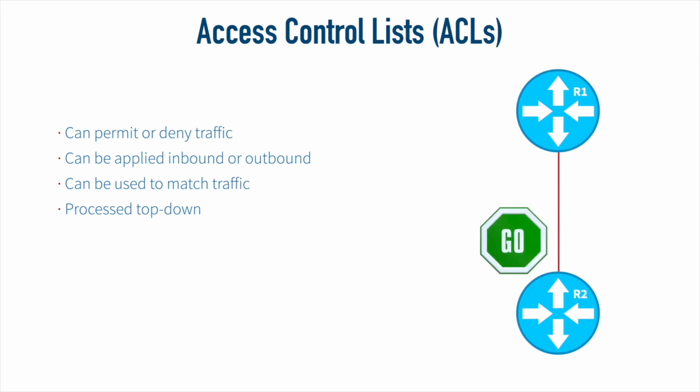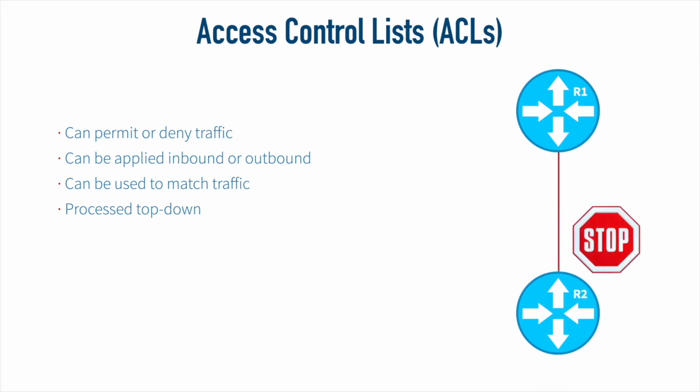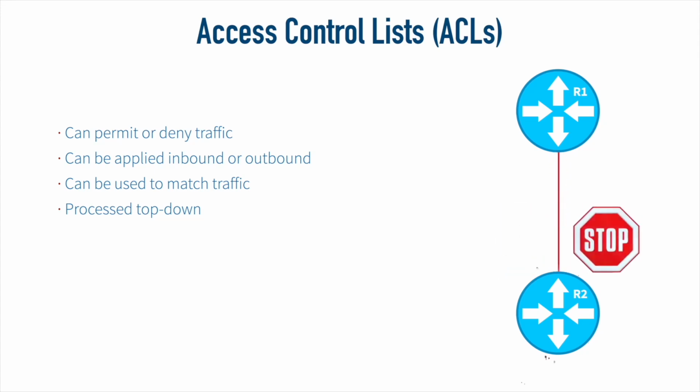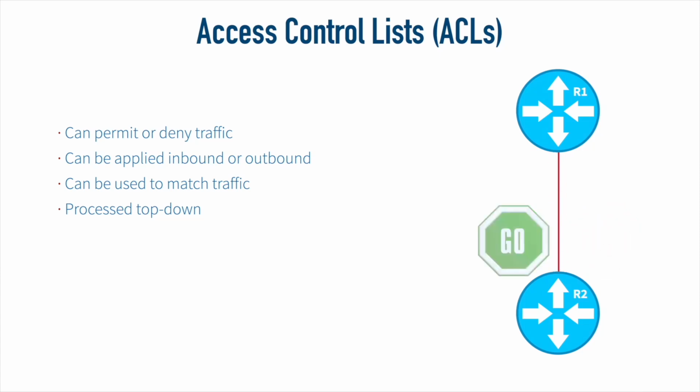Since we're processing top-down, we typically want to put the more specific rules at the top. If we're blocking or permitting an entire network, that might go towards the bottom of the list as compared to permitting or denying a particular protocol for a particular host. That's more specific. We might want to put that towards the top of the list. But make sure that your listing of ACEs, your listing of rules, makes sense for your particular application.